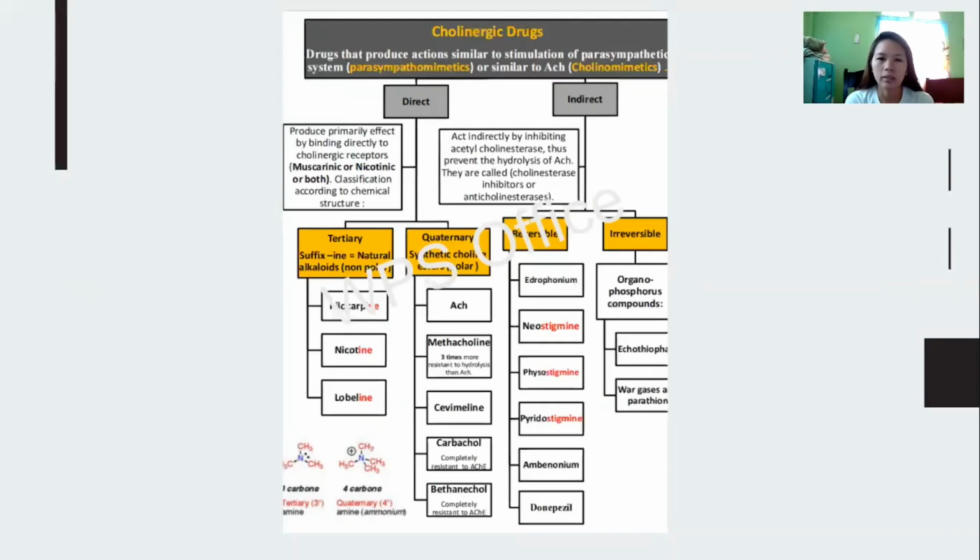While the indirect ones act indirectly by inhibiting acetylcholinesterase, thus preventing the hydrolysis of ACh. They are called cholinesterase inhibitors or anticholinesterases. Indirect is composed of reversible and irreversible. The reversible includes edrophonium, neostigmine, physostigmine, pyridostigmine, ambenonium, and donepezil, while the irreversible includes organophosphorus compounds, echothiophate, war gases, and parathion.